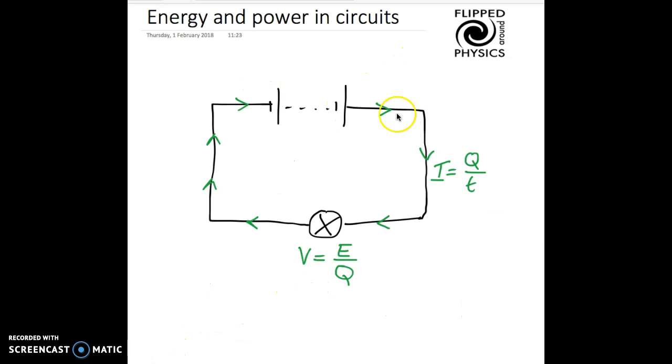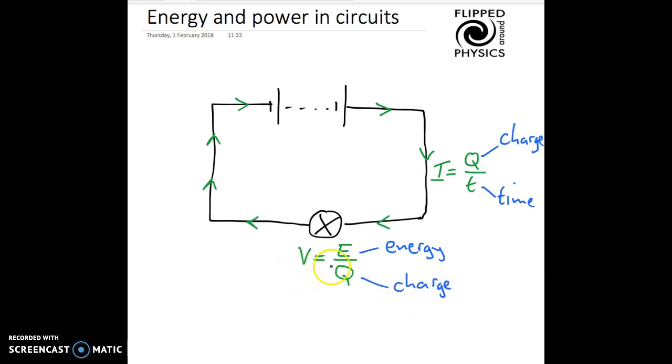Turning to our simple circuit with a battery and a bulb, we can see a current flowing around the circuit, and current is just the rate of flow of charge, so it's charge per time. So this is the charge over the time in seconds. And as we talked about previously, the potential difference dropped across the bulb is the energy given up per coulomb of charge.